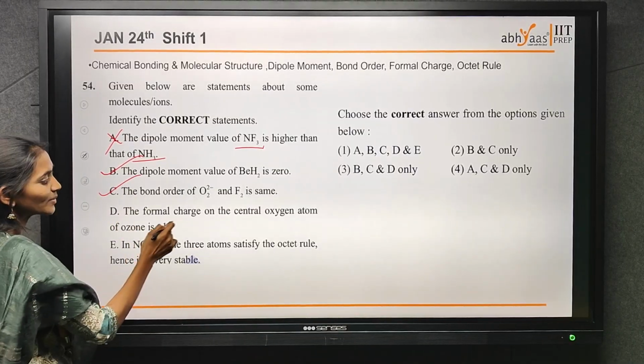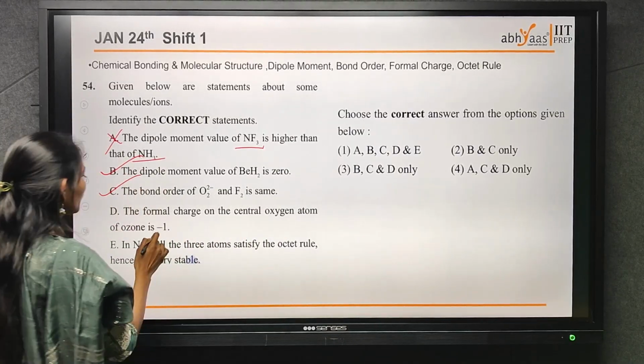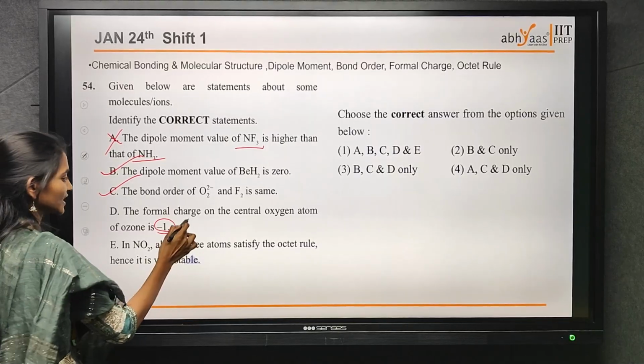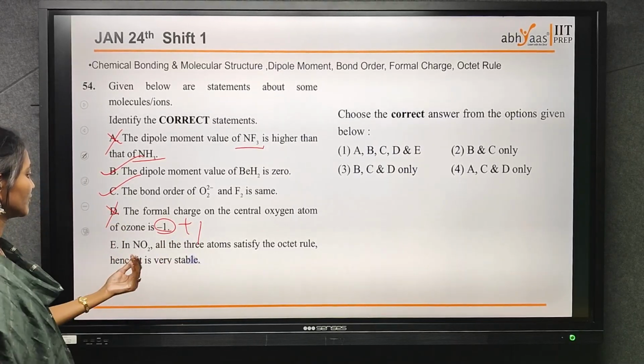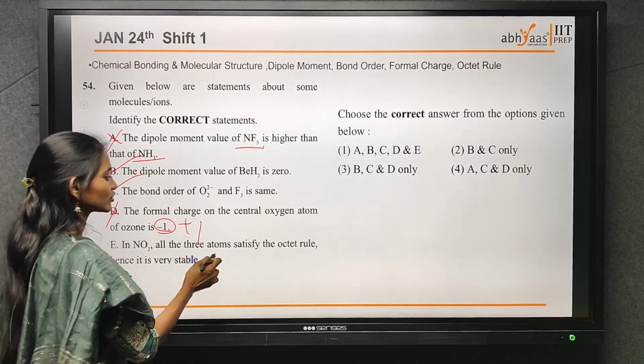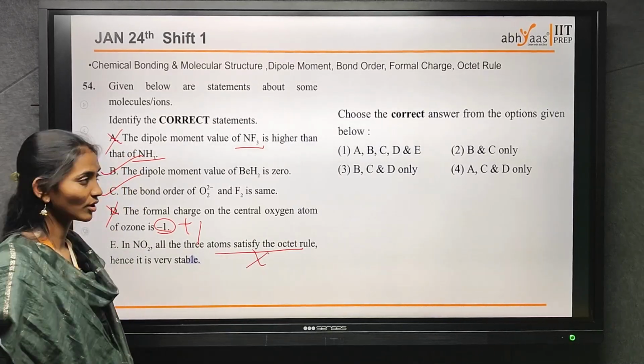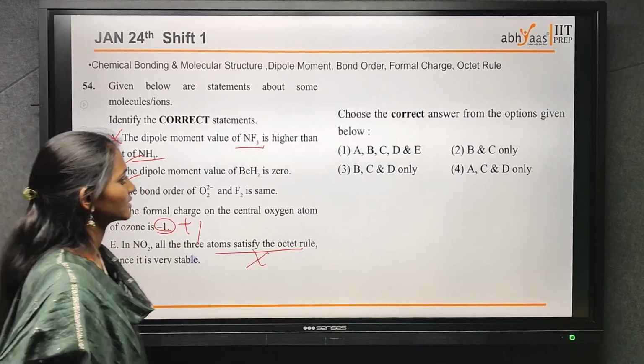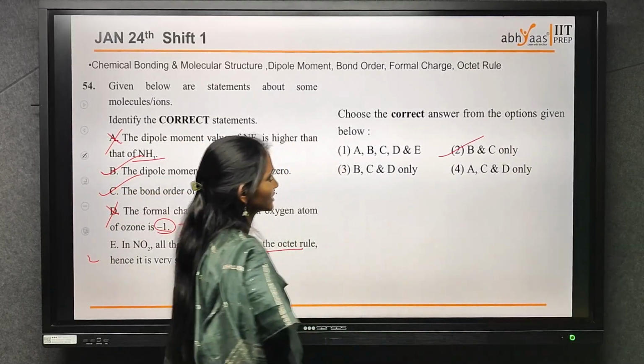Correct. And the formal charge of the central oxygen atom of ozone is -1. No, it is +1. And in NO2, all 3 atoms satisfy the octet rule. Hence, it is very stable. It is not going to satisfy the octet rule anymore. So, hence the correct statements are B and C. Right. So, option 2 is your answer.